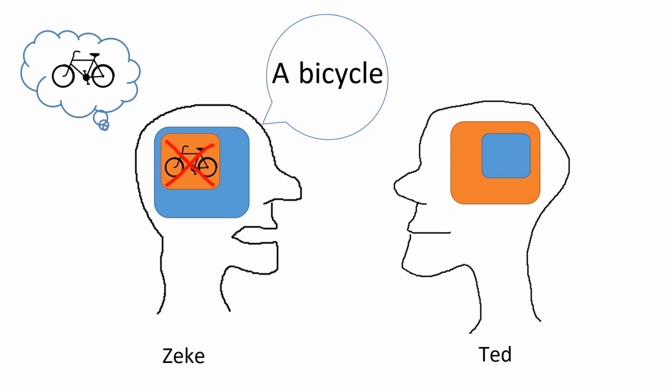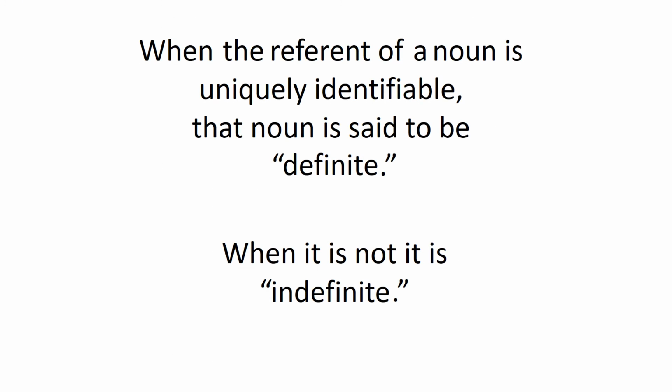This concept of something being uniquely identifiable is important enough that it has its own label. Linguists call this trait definiteness. Nouns that are uniquely identifiable are said to be definite, and those that aren't are said to be indefinite. In general, "the" is a marker of definiteness and "a" of indefiniteness.